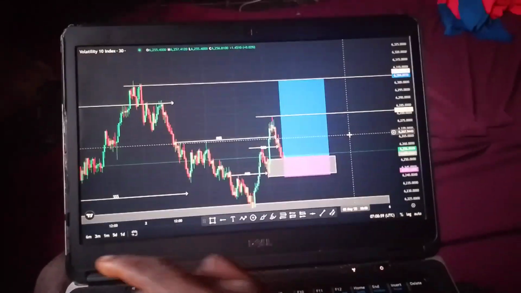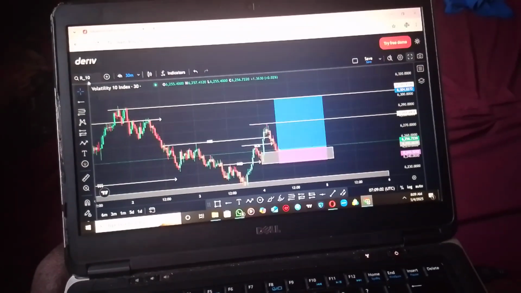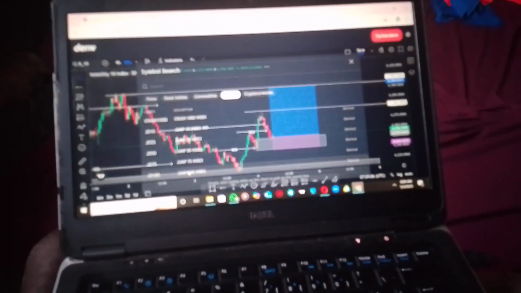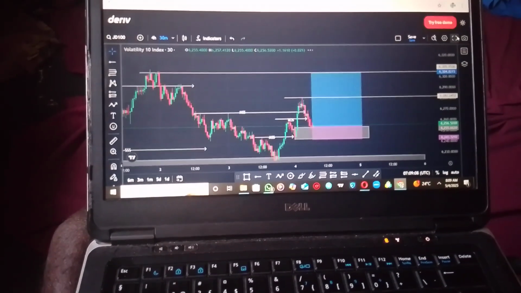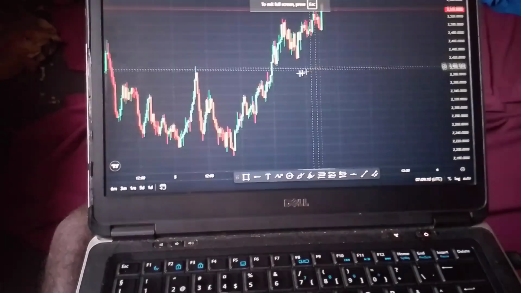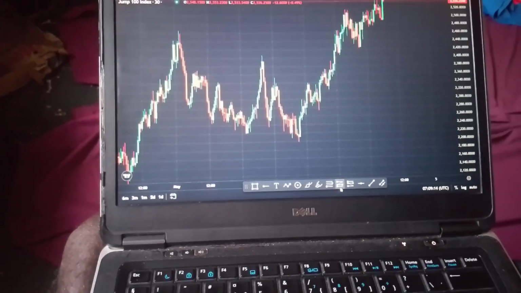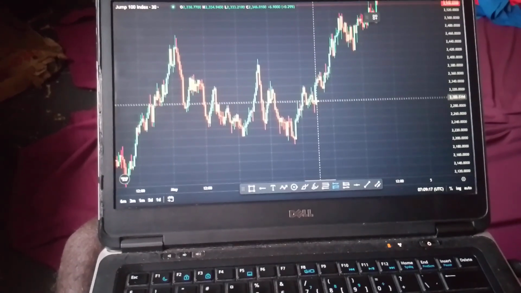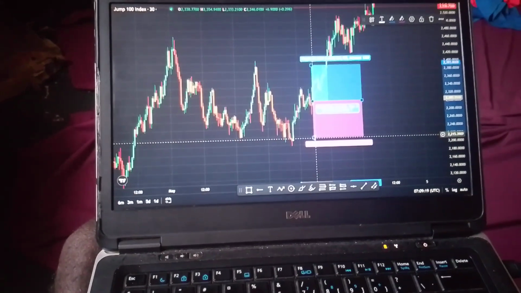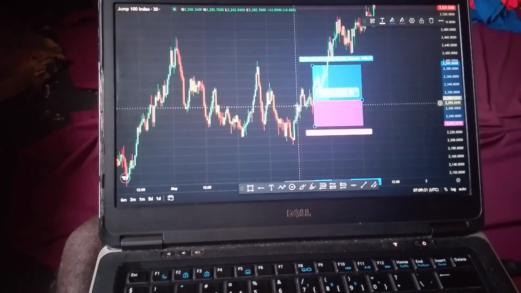For the Jump 100 index that I sent yesterday, if you remember, let's see how it played out. Hope you are seeing it. If you remember, I entered from here. My stop loss was just here.